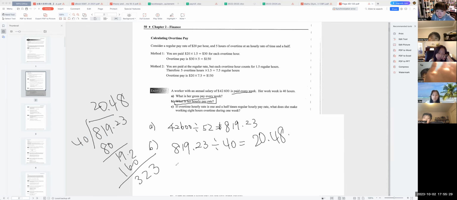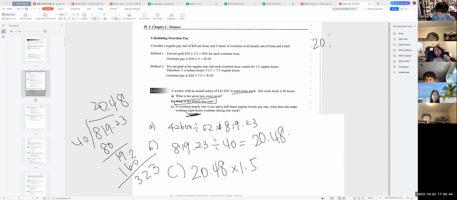So if it's overtime, what is overtime? 8 hours. So first we need to find out the overtime rate: 20.48 times 1.5, right? So everybody please calculate 20.48 times 1.5.